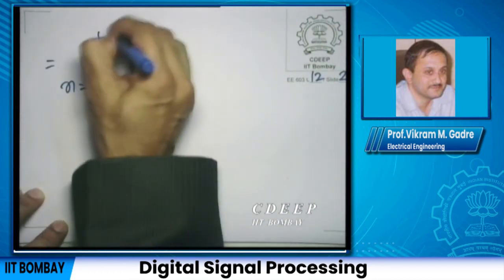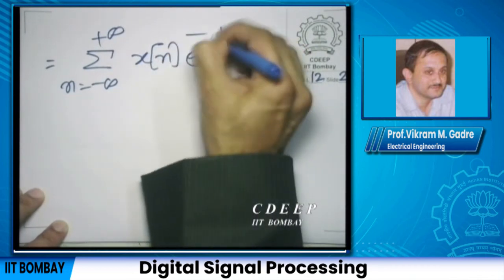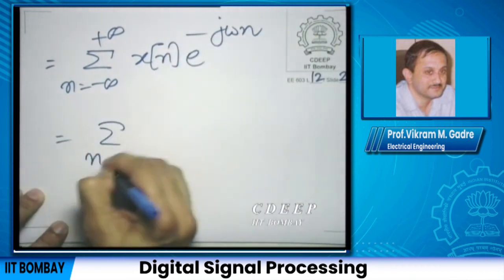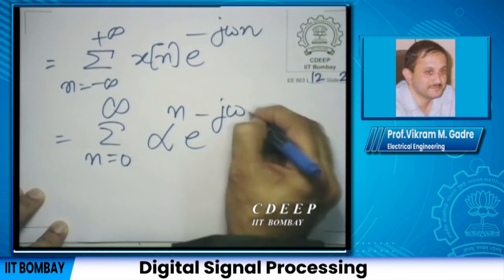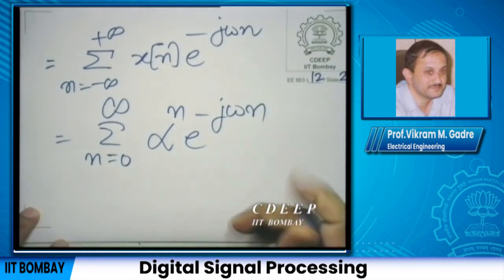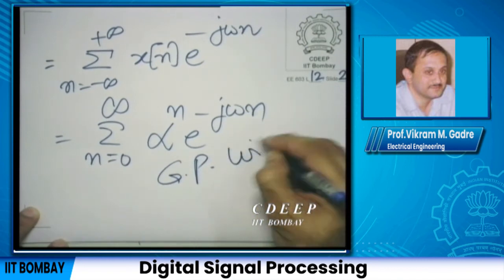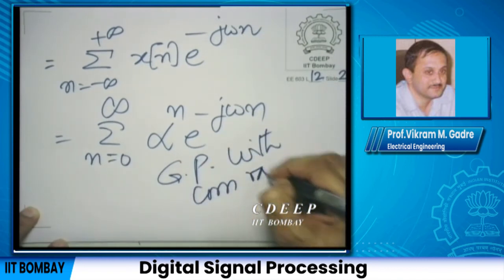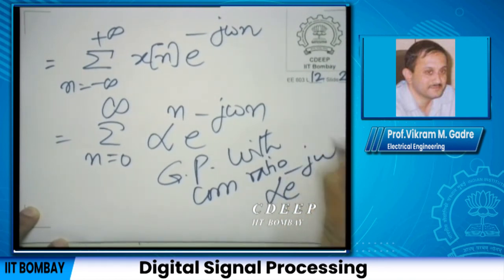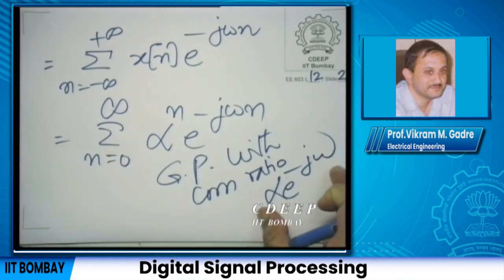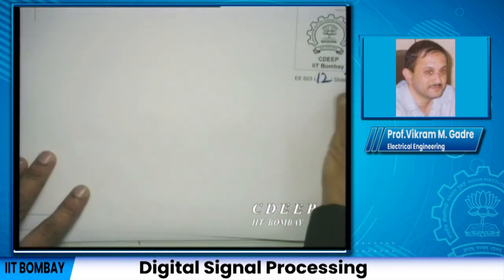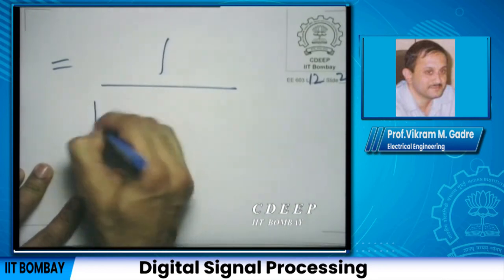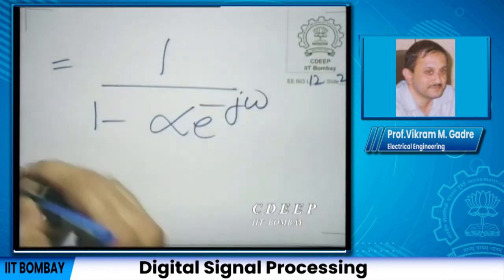summation n going from minus infinity to plus infinity x[n] e raised to the power minus j omega n, which is summation n going from 0 to infinity alpha raised to the power of n e raised to the power minus j omega n. That is a very easy sum to evaluate. It is a geometric progression with common ratio alpha e raised to the power minus j omega, and the modulus of this common ratio is the modulus of alpha, and since modulus alpha is less than 1, this is a convergent sum, and it converges obviously to 1 by 1 minus alpha e raised to the power minus j omega.